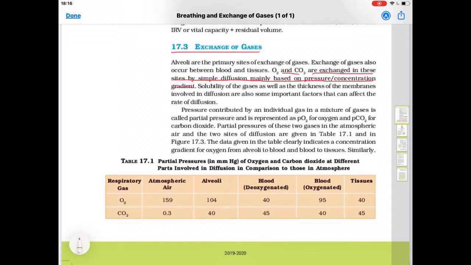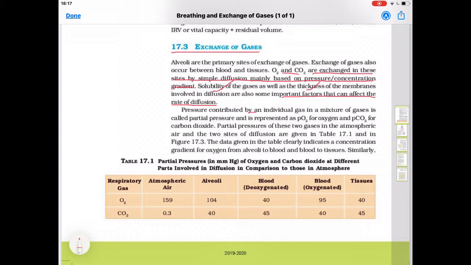Solubility of the gases as well as the thickness of the membranes involved in diffusion are also important factors that can affect the rate of diffusion. So the rate of diffusion depends upon concentration gradient, solubility of gases, and thickness of the membranes. These are the three main factors for diffusion.